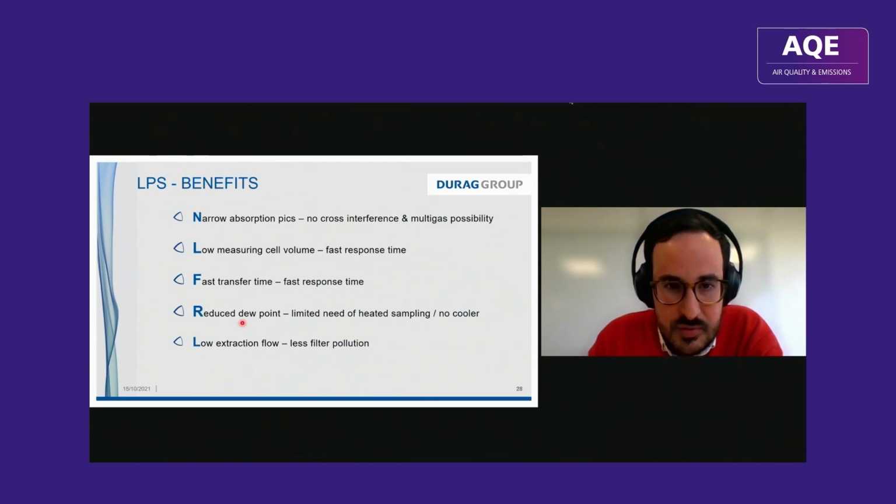We reduce the dew point, so we limit the need of high temperature for sampling lines, and we don't use a gas cooler. It's a hot wet technique. And we have a low extraction flow, which means we have less filter pollution.